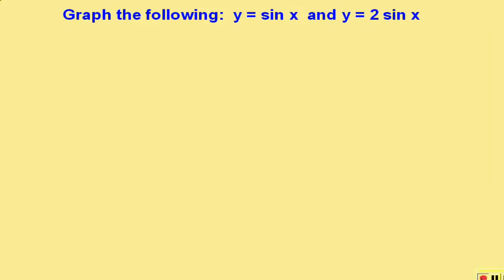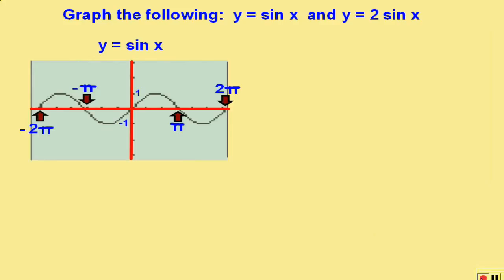Graph the following: y equals sine x and y equals 2 sine x. Y equals sine x looks like this. If we follow the unit circle values and ask ourselves, what's the sine at 0? We would get 0. So the point 0, 0 is on the graph.